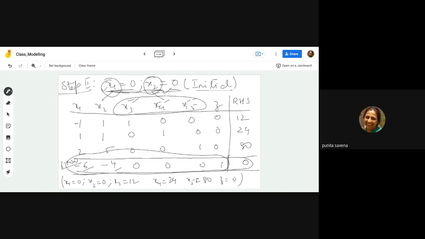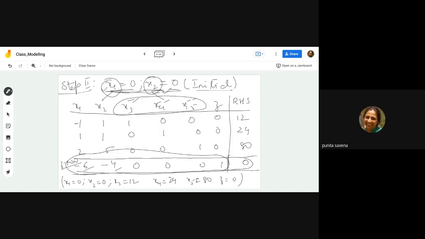This is the objective. So we are choosing one entering variable and one leaving variable. Which will be the entering variable? The one which would change its nature from dependent to independent. And which will be the leaving variable? The variable which will change its nature from independent to dependent. Is this clear? Yes, ma'am. Right?